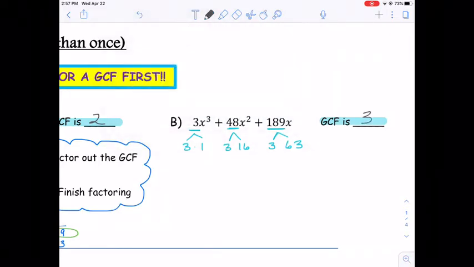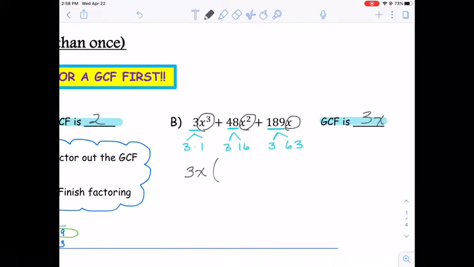That can come out. Do I have a variable that I can pull out? Notice I have x to the third, x squared, and x. They all have 1x in common. I can't do 2 or 3 because that last term only has 1. I can only take the one with the least amount. So I'm going to pull a 3 out and an x from each term.